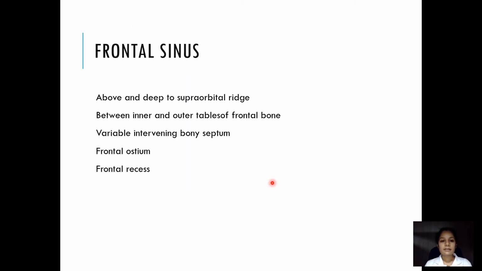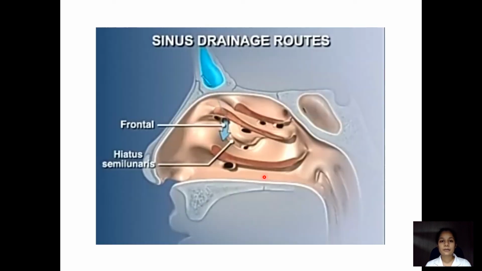The frontal sinus is above and deep to the supraorbital ridge. It is between the inner and outer tables of the frontal bone, and there is a varying intervening bony septum. The frontal ostium is the narrow constricted portion which opens into the frontal recess, which finally drains into the osteomeatal complex. This blue shaded area is the frontal sinus, and the arrow represents drainage of the frontal sinus into the osteomeatal complex.